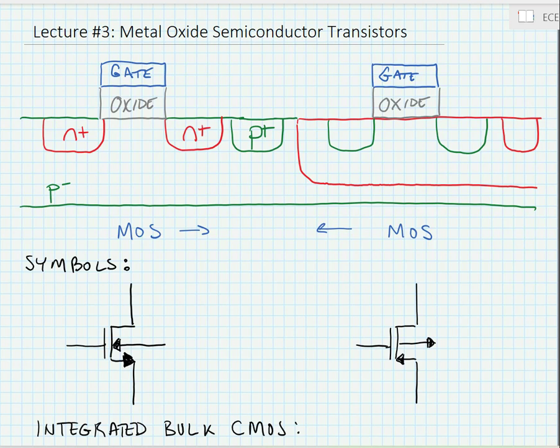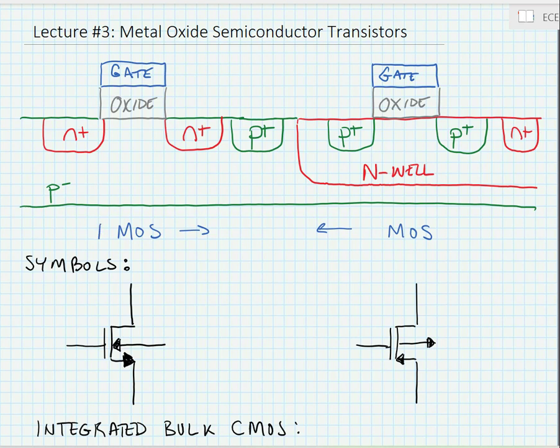For a PMOS transistor, we have two P+ regions. We have an N well that's buried inside of this P- region. And finally, we have a contact to that N well. Now, the N+ and P+ regions that are lateral with the gate oxide are the drain and source regions.